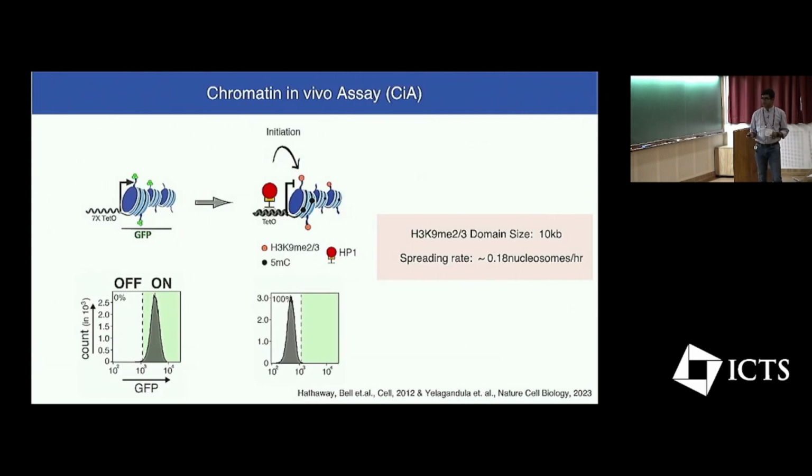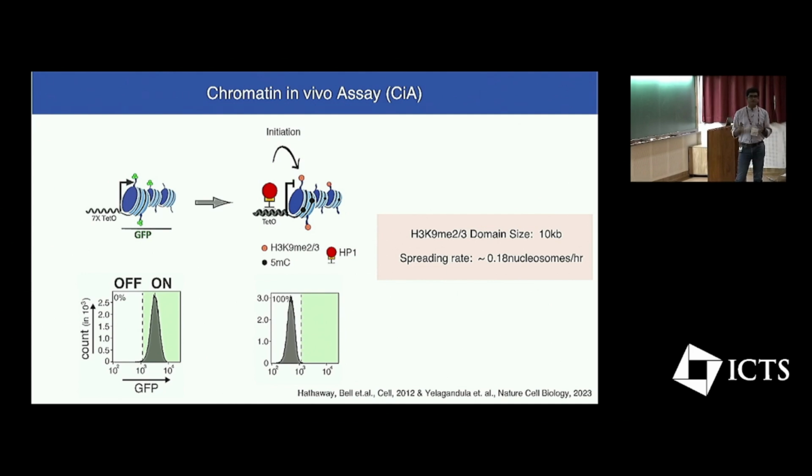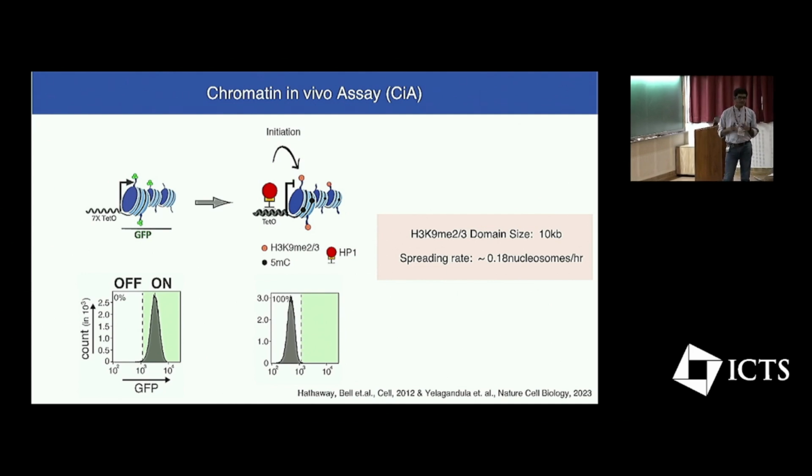So taken together, we have shown that, just like in the cells, recruitment of HP1 establishes H3K9 methylation and also DNA methylation at the reporter locus. By performing qPCR and DNA methylation analysis over time, we found that these H3K9 methylation domains are established in a symmetric fashion, 5 kilobases either side of the reporter nucleation site. We also calculated that the spreading rate is around 0.18 nucleosomes per hour.